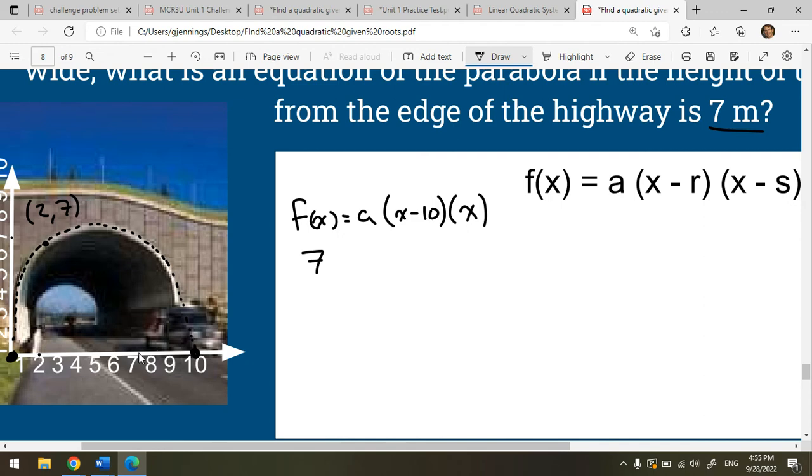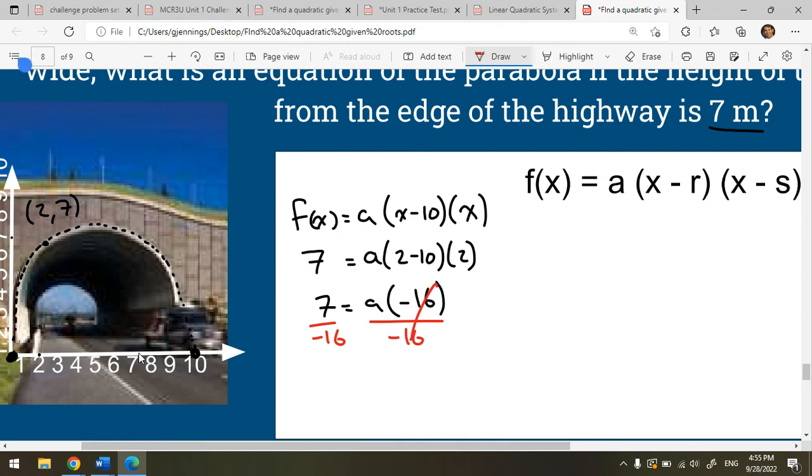So we would say the output of the function is 7 when x is 2. So a multiplied by 2 minus 10 times 2. And then let's evaluate. So 7 is equal to a multiplied by negative 8 times 2, negative 16. And now, to solve that type of equation, of course, we're going to divide both sides by negative 16. These 16s will cancel, giving us the a value, which is negative 7/16 is equal to a.